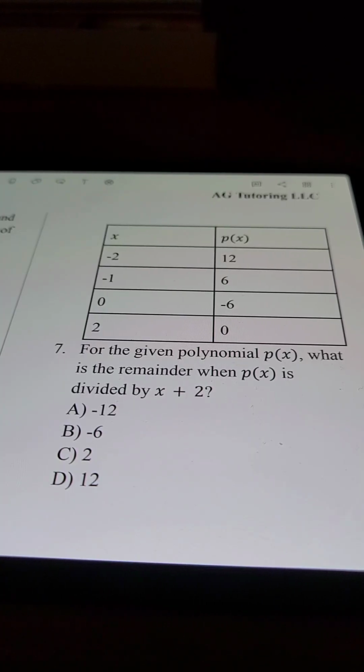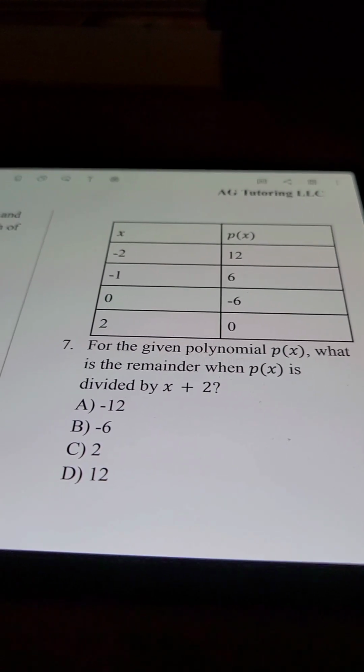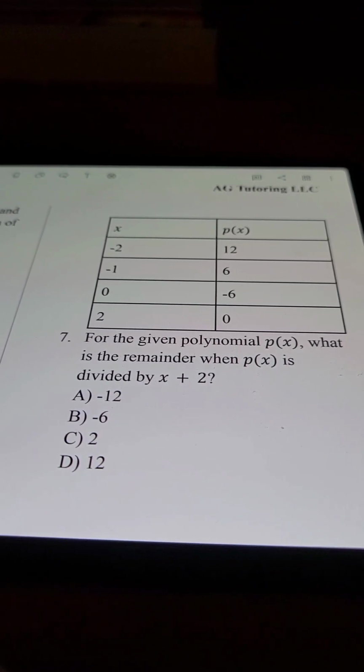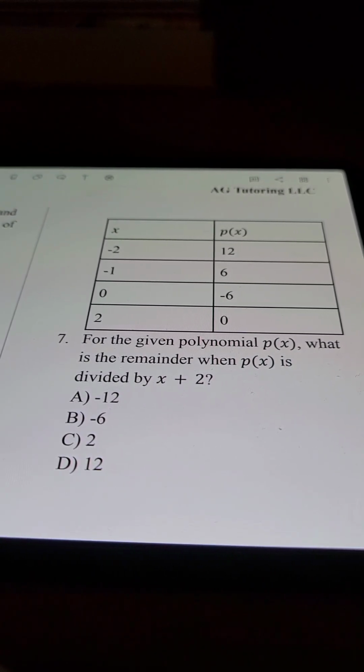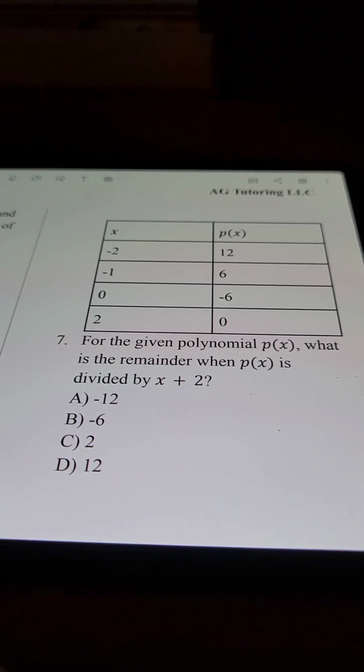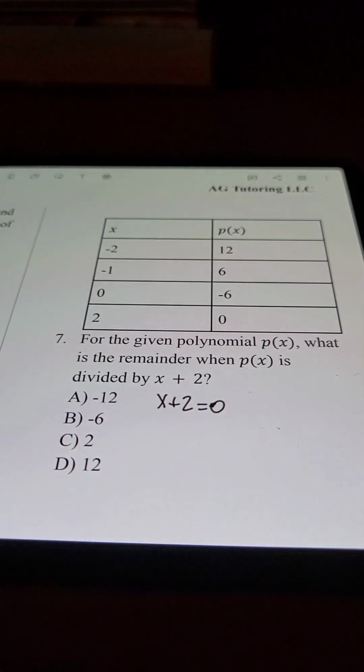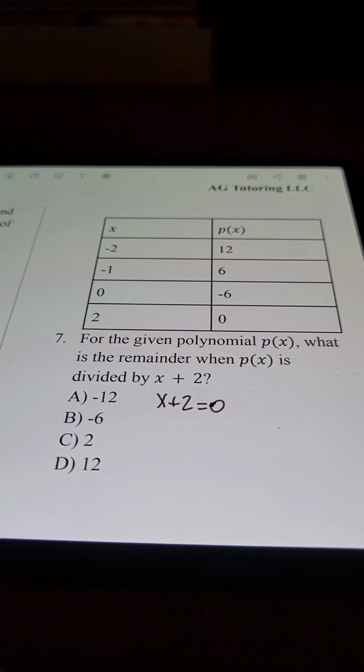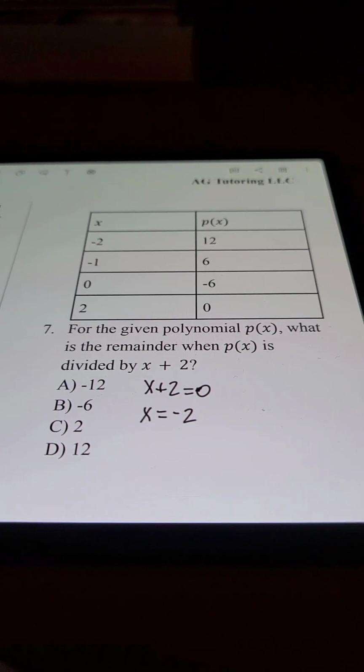So we want to pause to read if you haven't done this already. For this problem, we want to figure out what the remainder is when P of x is divided by x plus 2. So if we're dividing by x plus 2, another thing that we could think of is, okay, let's plug in what x is when this is equal to 0. So let's solve for x by subtracting 2 from each side. And that gives me x is -2.